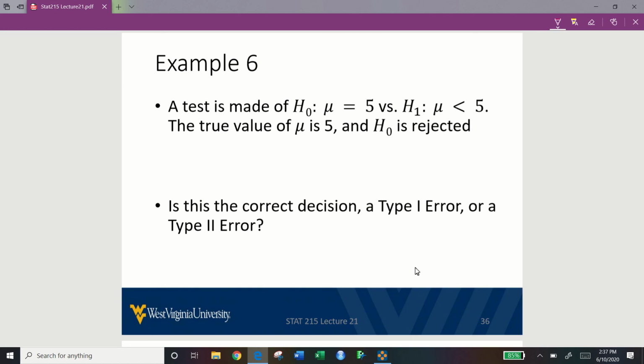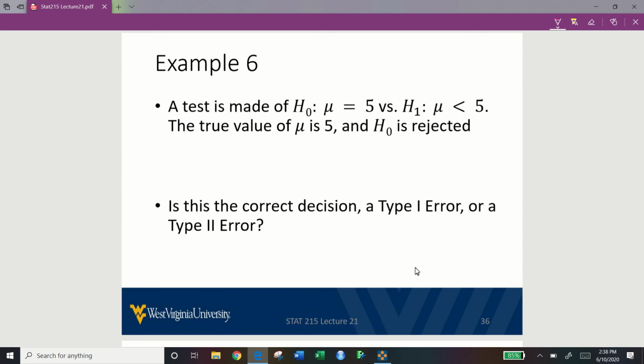Let's take a look at an example. A test is made of a null hypothesis where mu equals 5 versus an alternative hypothesis of mu being less than 5. The true value of mu is 5, and the null hypothesis is rejected. What are our options? Is this a correct decision, a type 1 error, or a type 2 error?